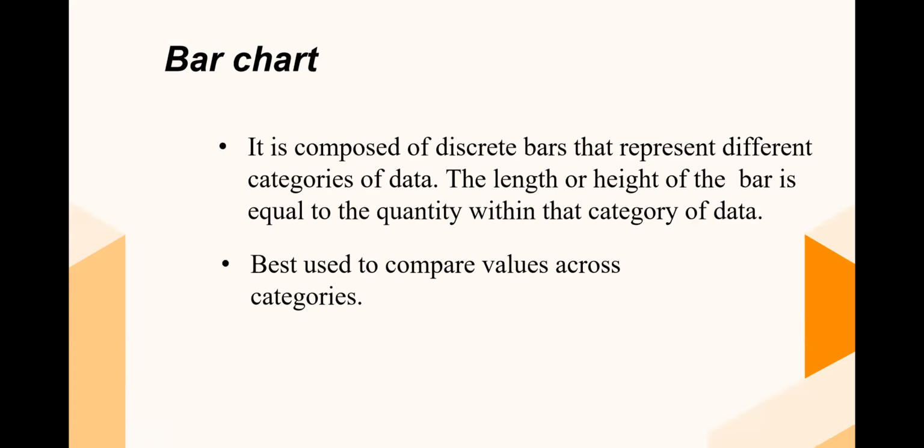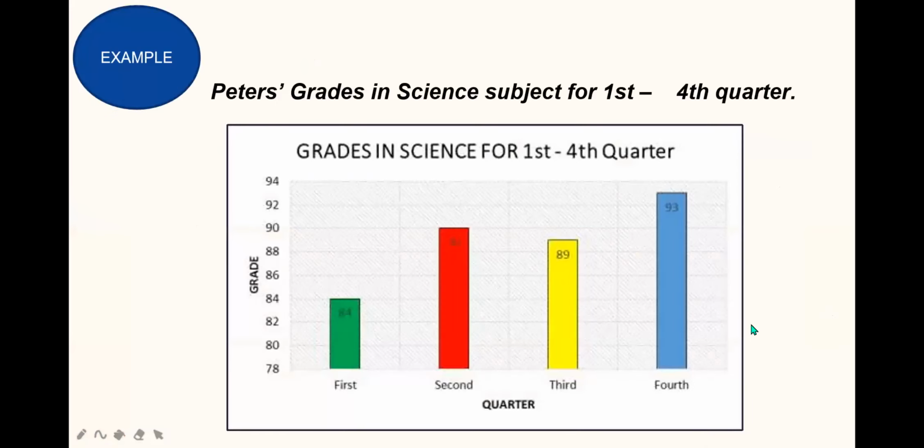Number 1, bar chart. It is composed of discrete bars that represent different categories of data. So the length or height of the bar is equal to the quantity within the category of data. A bar chart is best used to compare values across categories. Take note, values across categories. Like this, grades in science for the first to fourth quarter. Meaning, based on this one, on the fourth quarter, they have this 93. So this is what they call bar chart.